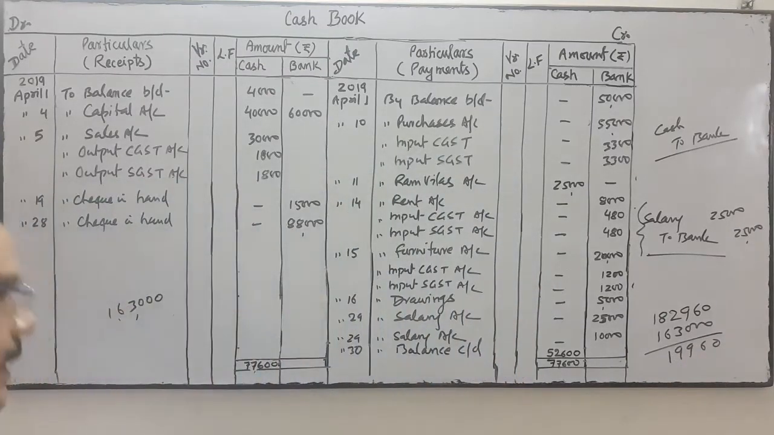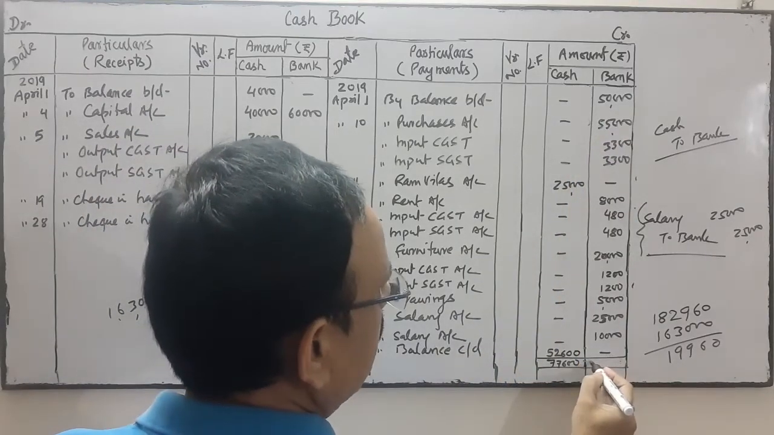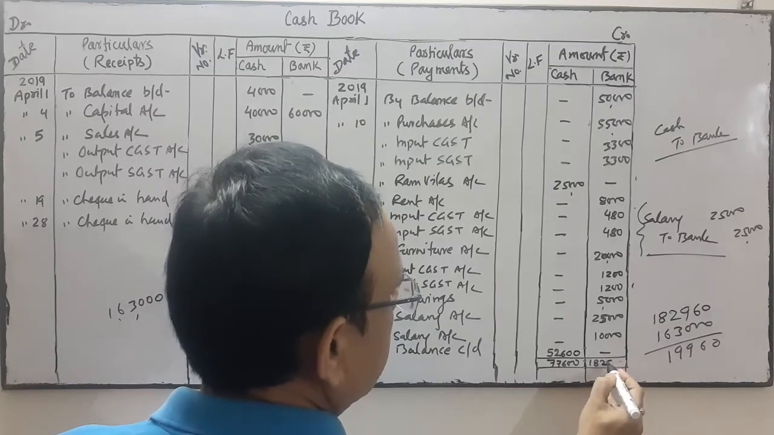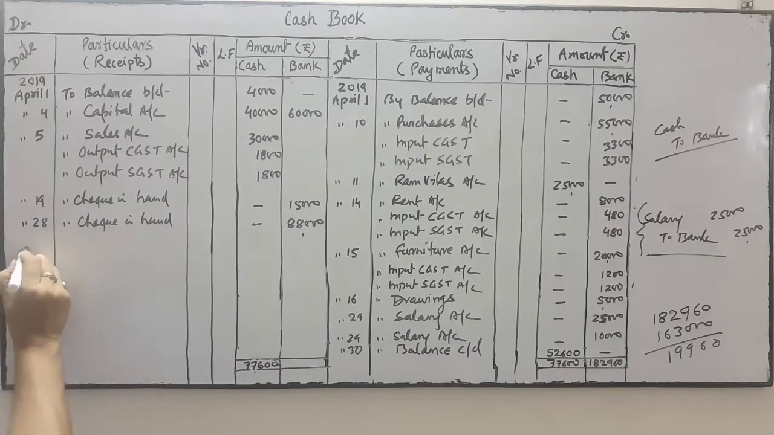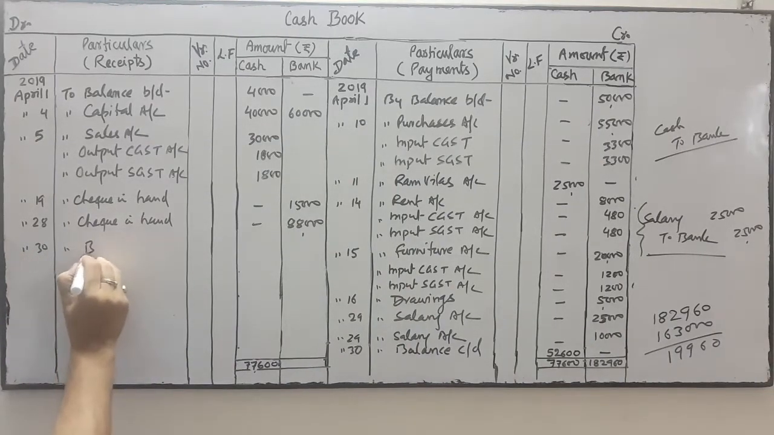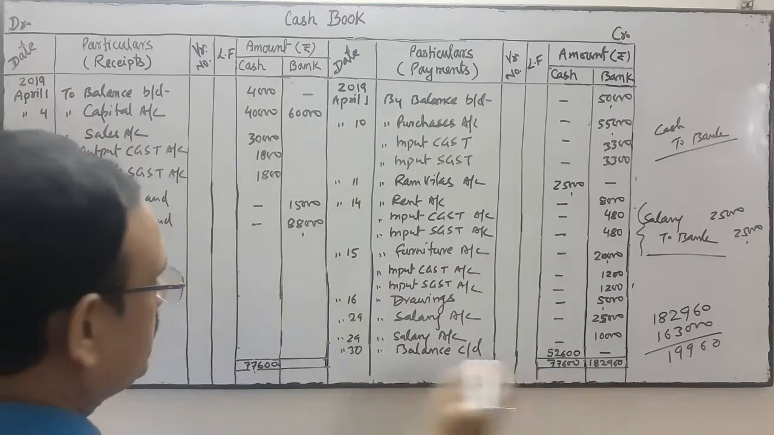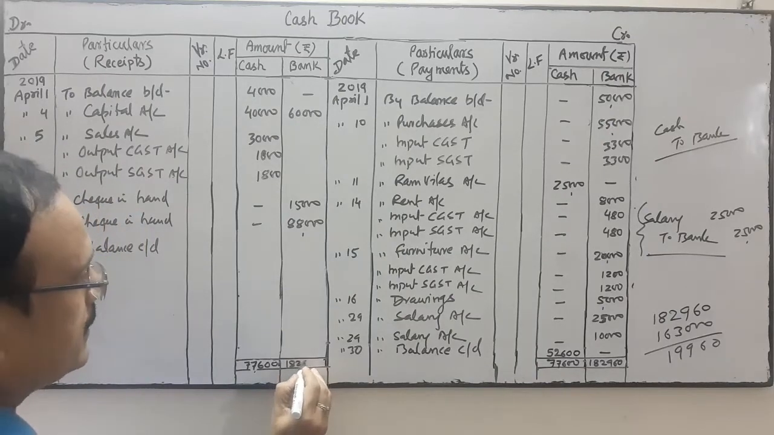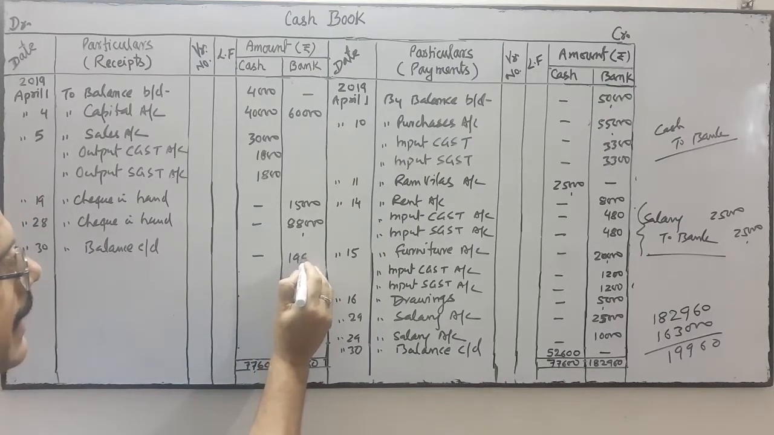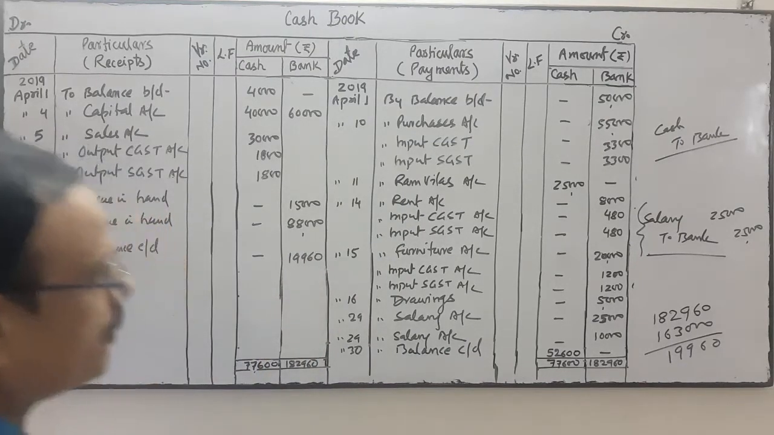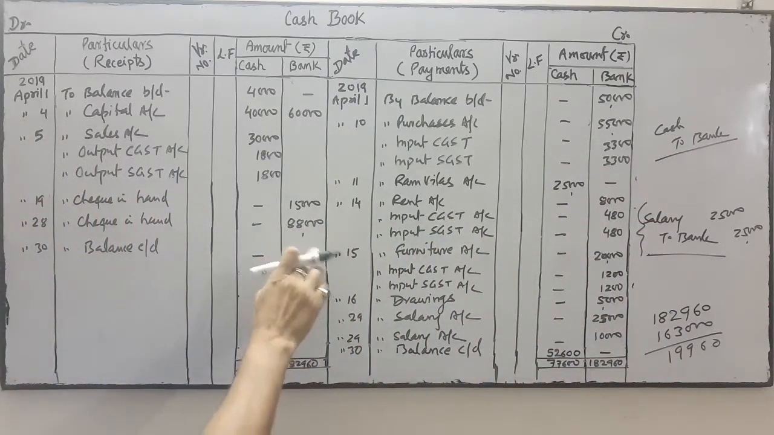So the difference is 19,960. I will do the total on this side first. This side total is 1,82,960. So the balancing figure will be on this side, balance carried down. This total I will write over here, 1,82,960, and the difference amount, 19,960. In bank, the credit side total is more and the debit side total is less, and this is the difference.